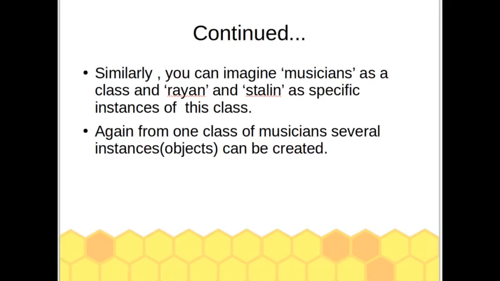You can imagine musicians as a class. These two are famous, Ran and Stalin. Here the class represents the musicians, but the instances are Ran and Stalin. These two are musicians, but the title given to them is musicians. These are some of the layman's terms for visualization, for giving the proper definition.